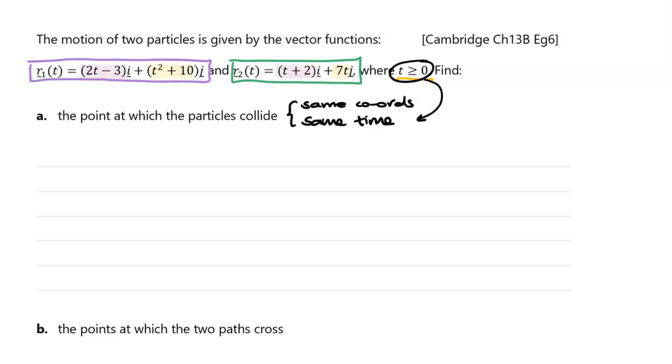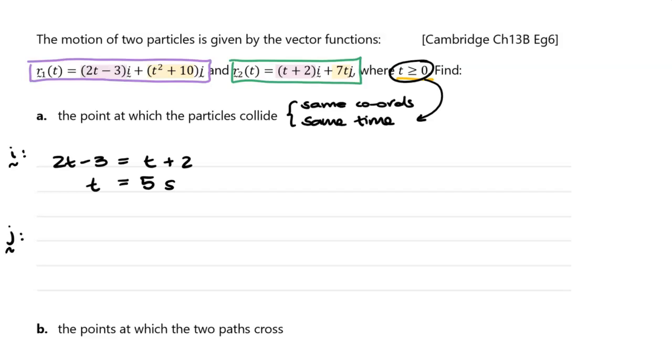In order to find the time t at which the particles collide, we need to equate the i components of each vector and the j components of each vector. In that case, we're going to have 2t minus 3 equals t plus 2. And that tells us that t, if we subtract t and add 3, is going to be 5 seconds. So that was when we equated those i components.